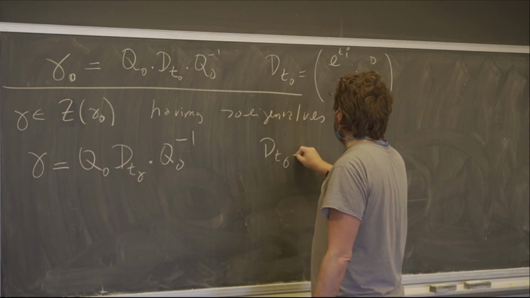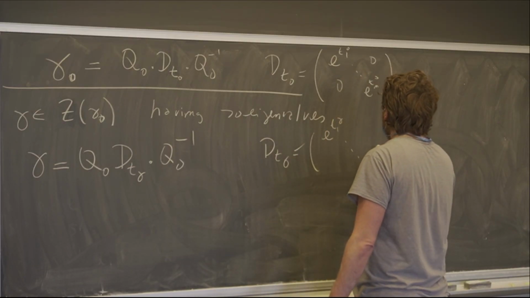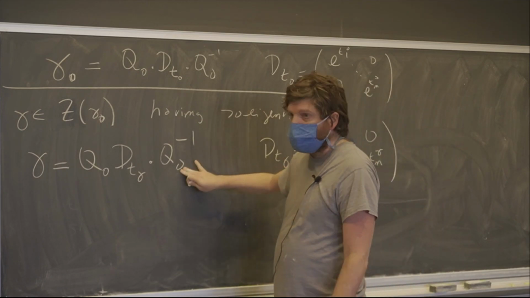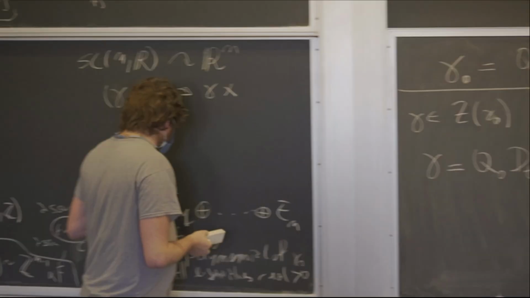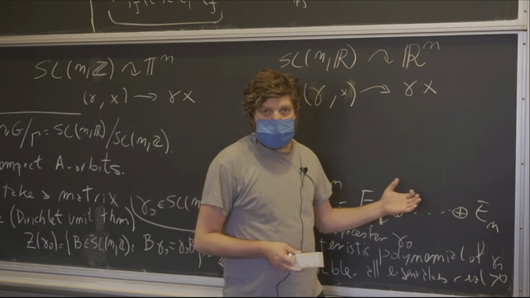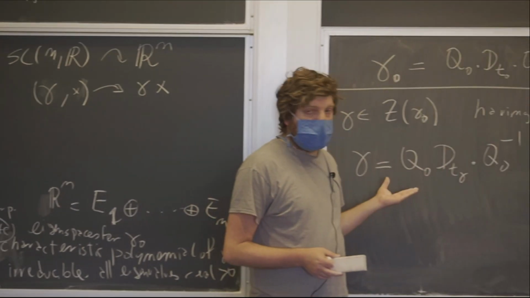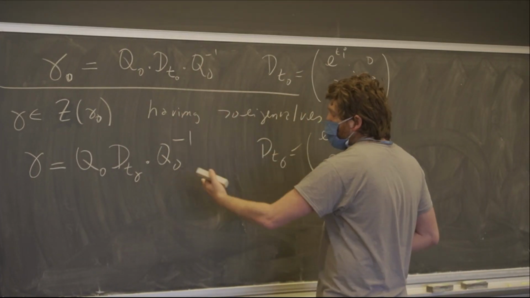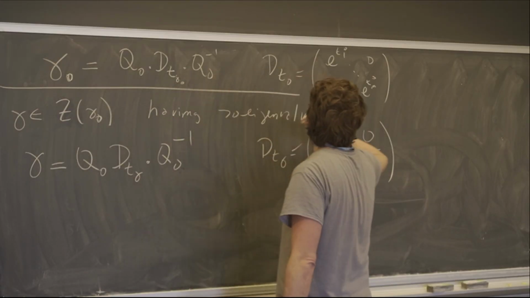This gamma is e to the t1 gamma, e to the tn gamma, with the very same matrix Q naught. This is because once I have this splitting into one dimensionals, the other matrices will have to respect this splitting. And once it has to respect this splitting, it means that they diagonalize simultaneously. So now, what all this is telling us, let's call this guy gamma naught just to keep the notation.